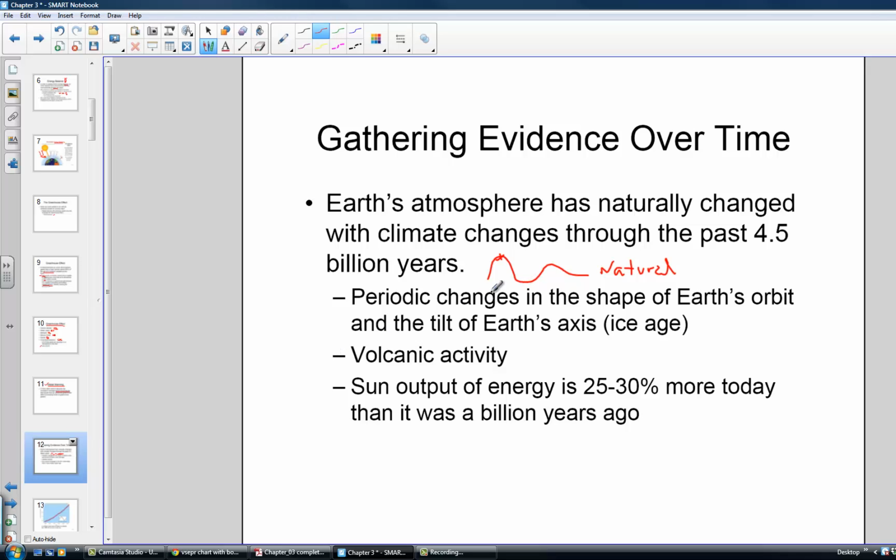However, we are noticing, especially in recent years, being the last 20-30 years, that there's been a significant rise in the level of greenhouse gases. So these periodic changes in the shape of the Earth's orbit or the tilt of the Earth's axis, which is the ice age, or even just volcanic action, all of these things have shown changes in the natural level of greenhouse gases. So sun output of energy is 25 to 30% more today than it was a billion years ago.